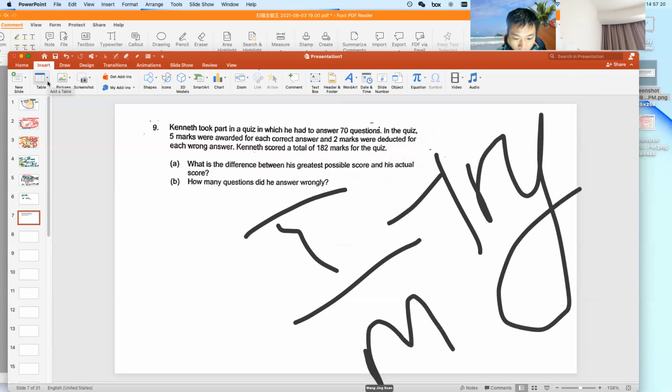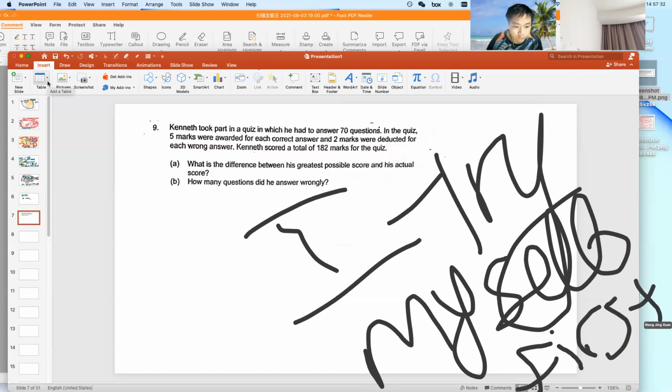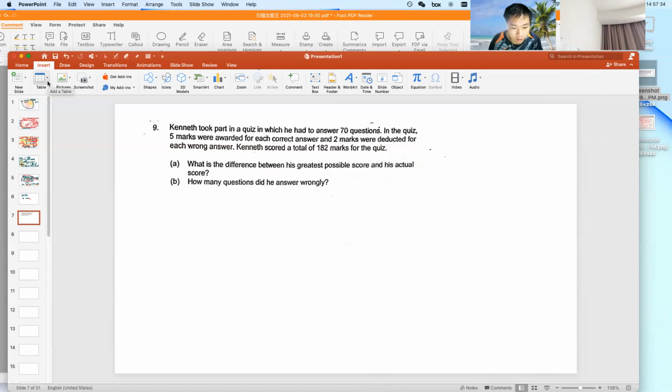I try, still cannot get. Oh, okay. I try myself first. Okay, good, good, good. Go ahead, try yourself first. But please use the table method, okay? Because I think if you can use the table method, then you should be able to get it.